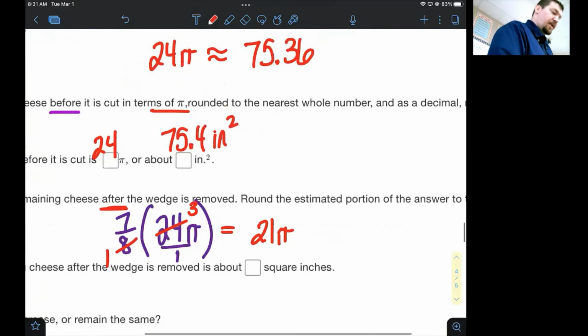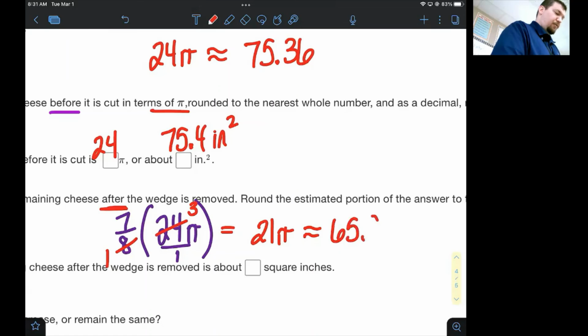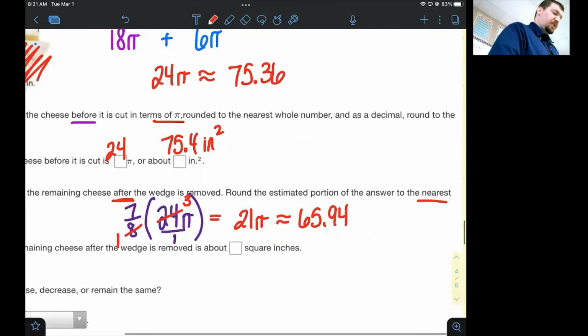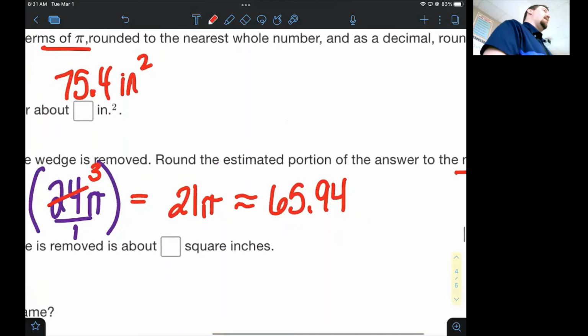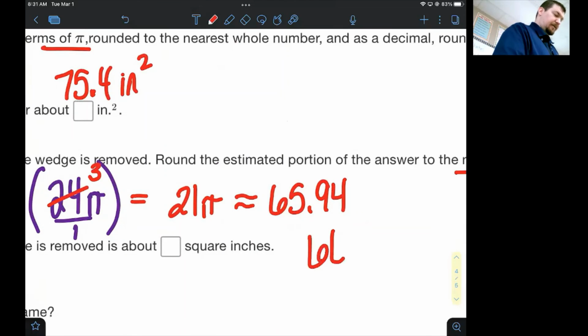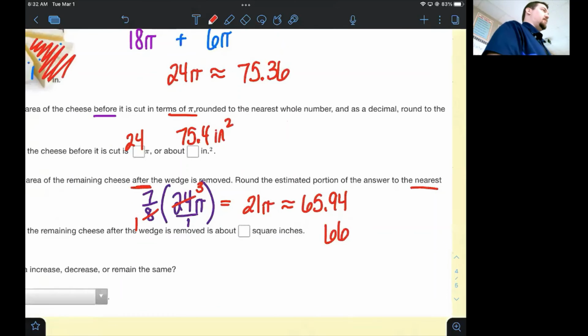So what's 21 times pi approximate to? Hannah Lindley, what's 21 times pi? Okay, 65.94. It says rounded to the nearest whole number. Would you leave it as 65 or bump it to 66? Okay, so we're going to say it's about 66. And before you write that down as your final answer, it's not.